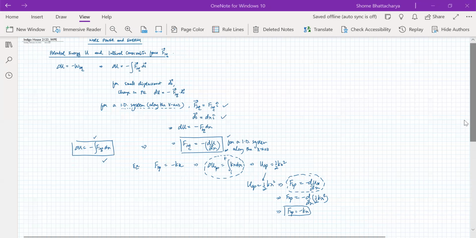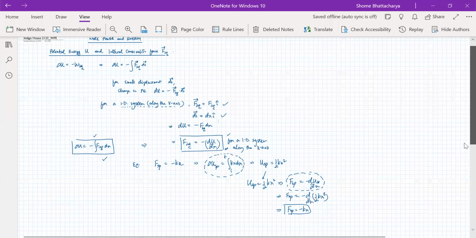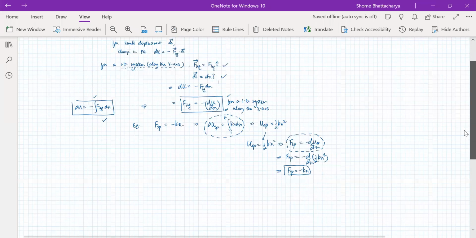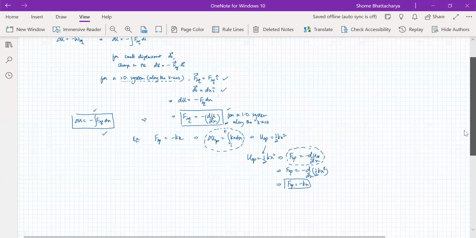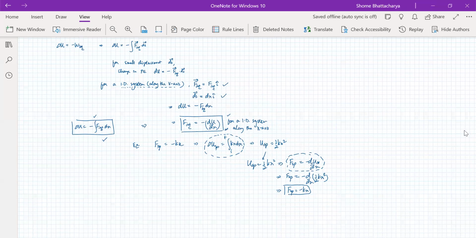Okay, so this is the 1D relationship between force, the internal conservative force, and potential energy. Now let's look at an example problem.